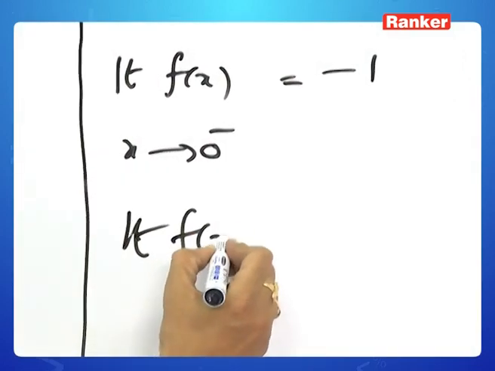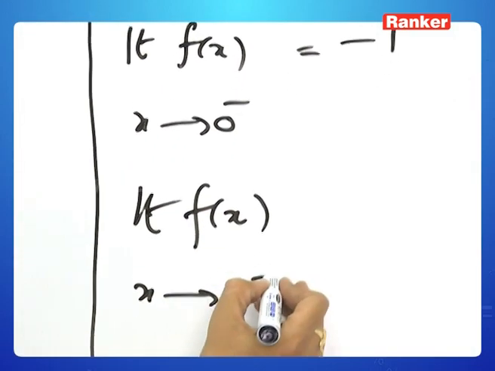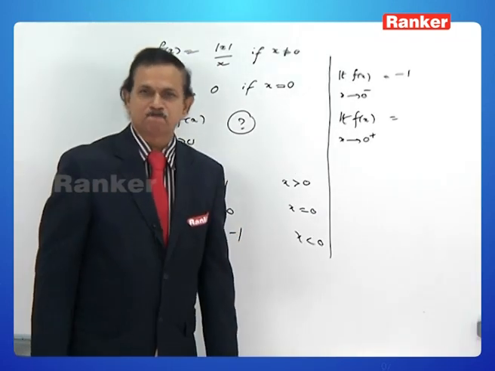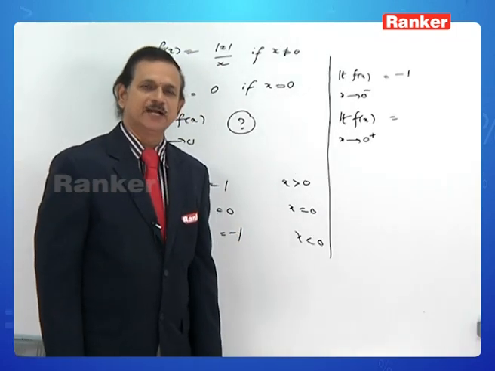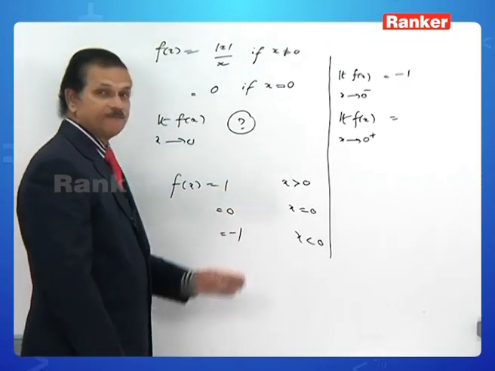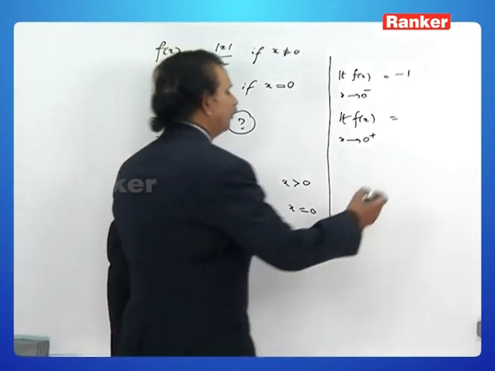Limit of f of x as x tends to 0 from right. What do you say about this? Where does x lie? x tends to 0 from right. That is, x is greater than 0. If x is greater than 0, what is the value of f of x? It is 1. Therefore, it is 1.